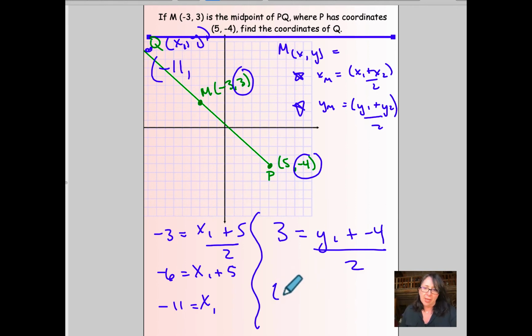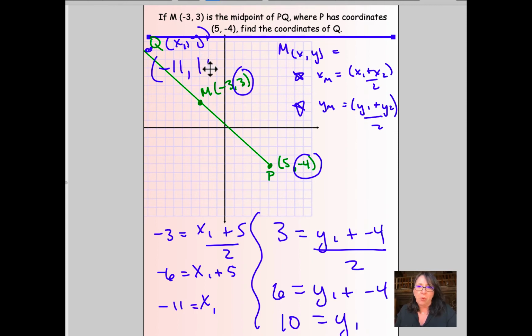I'm going to cross multiply again. I get 6 equals y1 plus negative 4. I'm going to add 4 to both sides. I get y1 equals 10, which means that my point of Q is negative 11, 10.